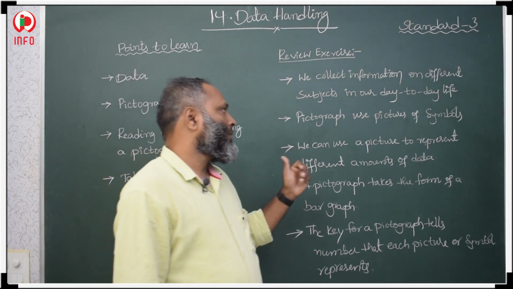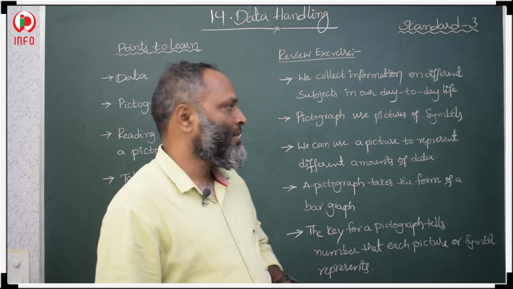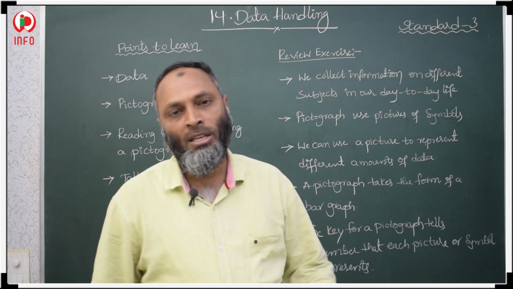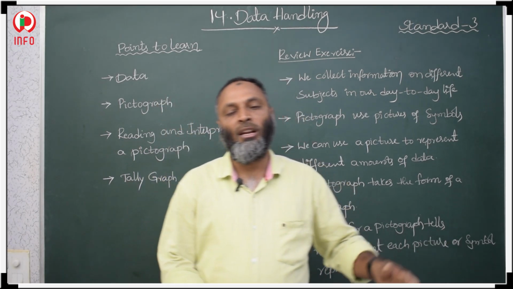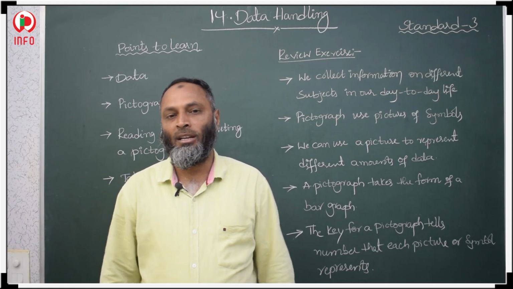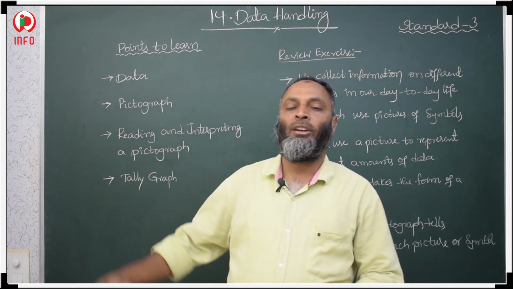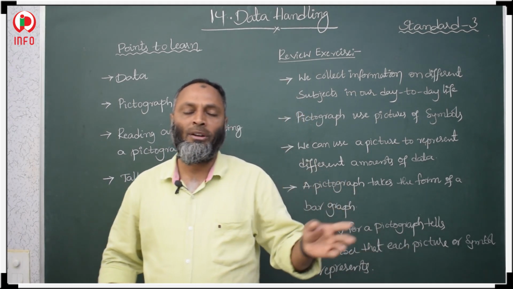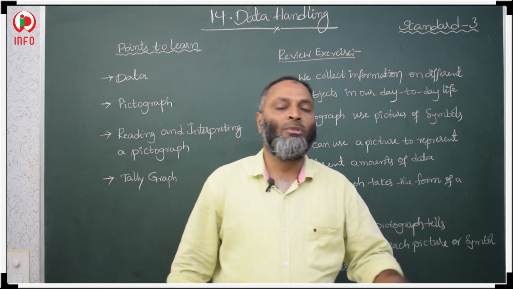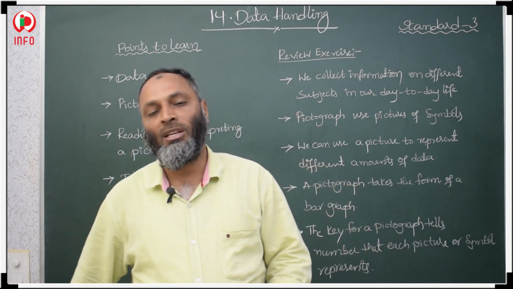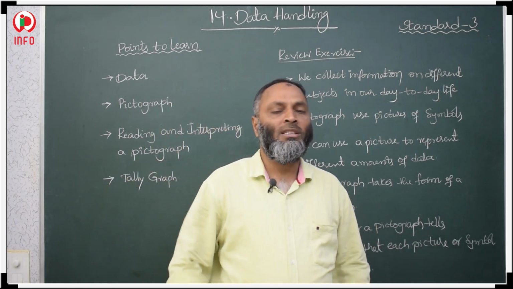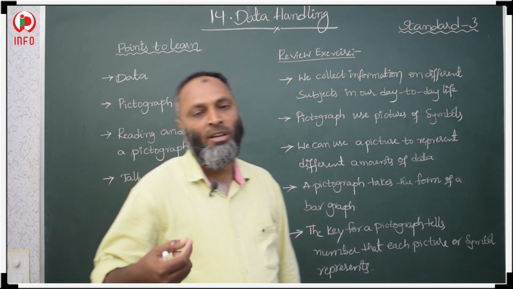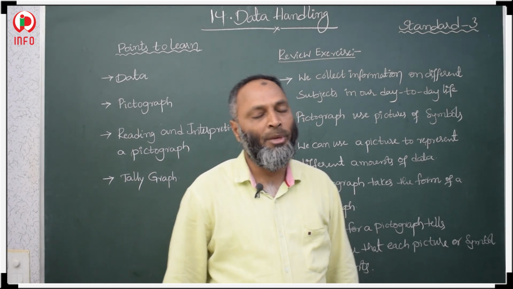Whatever collection of information we have, we can also represent using a pictograph, which uses symbols. Suppose the number of books in a library: how many novels, comics and story books are there? Particularly 100, 200, 300 books, 300 novels, 300 story books, 200 of another kind. This is the information. Then how to use a pictograph? With the help of pictures we can represent it as a pictograph.